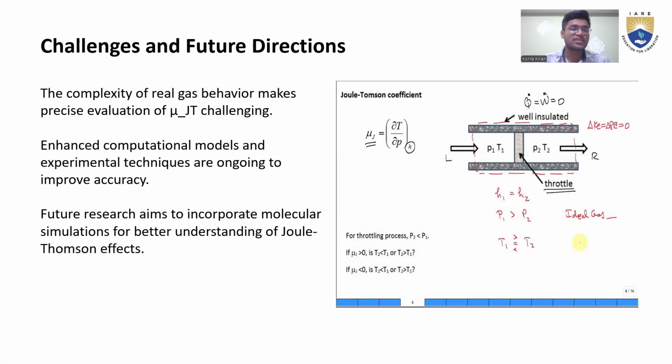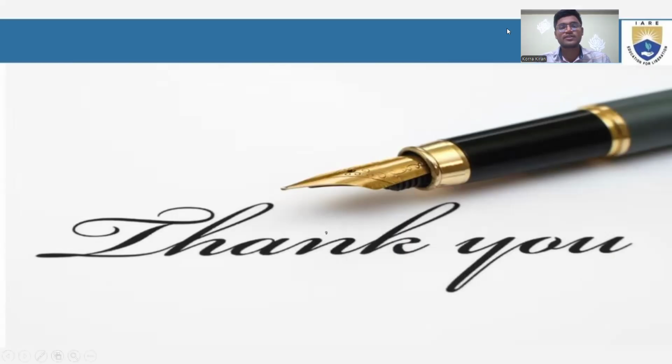And the challenges and future directions are nothing but the complexity of real gas behavior makes precise evaluation challenging. That was the one thing. And the last thing we need to know is that future research aims to incorporate molecular simulations for better understanding of the Joule-Thomson effect. That was another thing for the challenges which we see in future direction. And at the last, thank you.